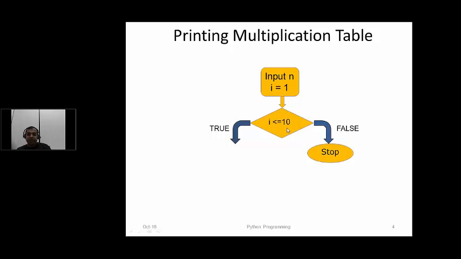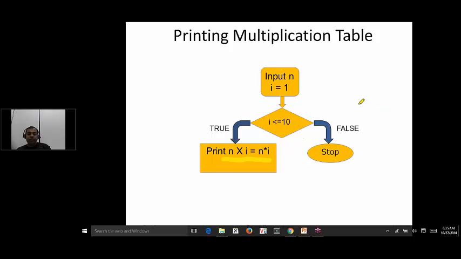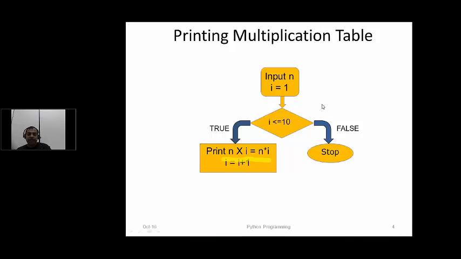However, if I is still smaller than 10, then you have to do the task of printing n times I is n star I. Once you do that, you also have to say that I should go to the next task in hand if there is any, which means I have to increment I by 1, and once again I check whether I am done with my task or not. So this is the idea behind a Python loop.